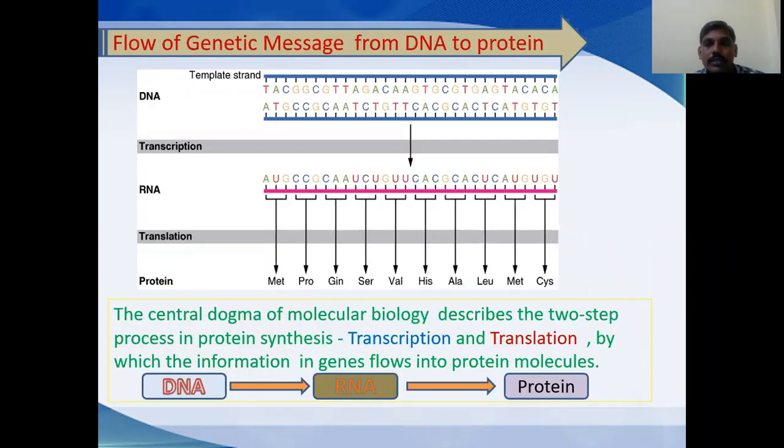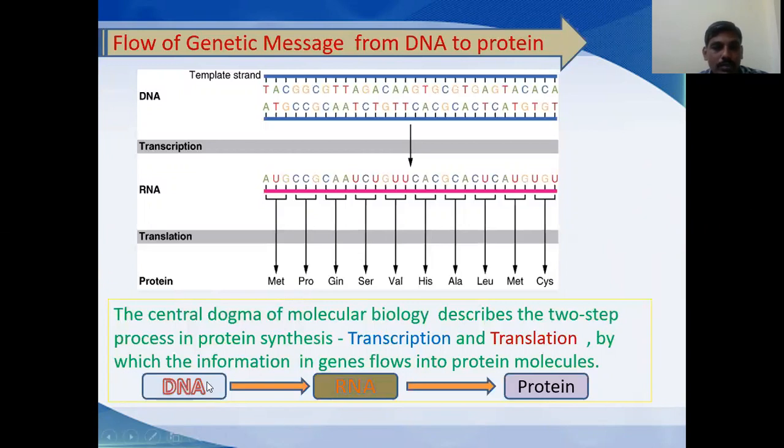First, understand how genetic information passes from one generation to another, and how different metabolic pathways are conducted and organized by various organic molecules, just like enzymes. The central dogma of molecular biology describes the two-step process of protein synthesis: one is transcription, another is translation. Both steps are very important. In this process, the genetic information present in genes flows into the protein molecule.